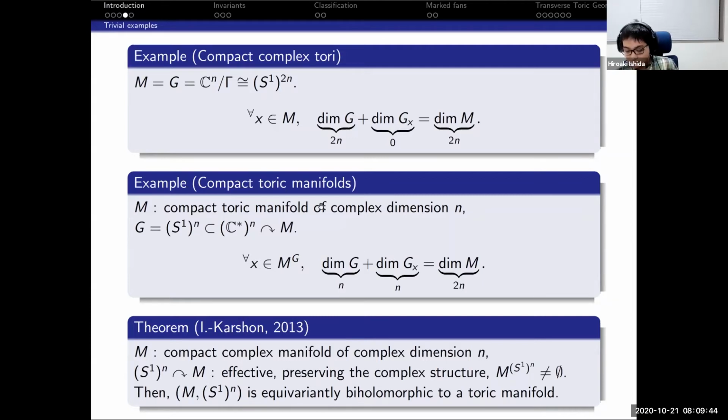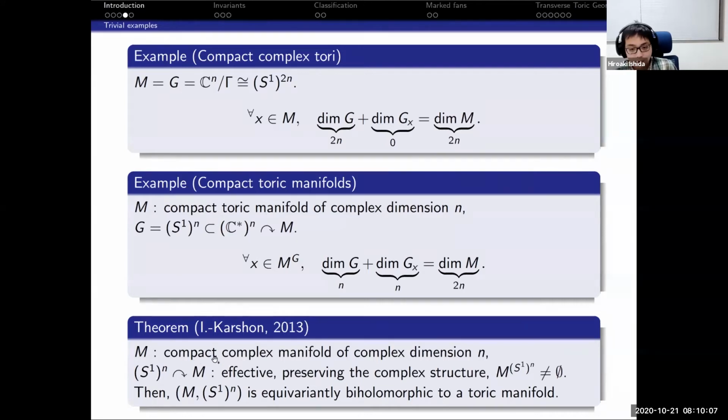So compact toric manifold is an example of maximal torus action. In some sense, the converse is also true. This is a joint work with Yael Karshon in the University of Toronto.